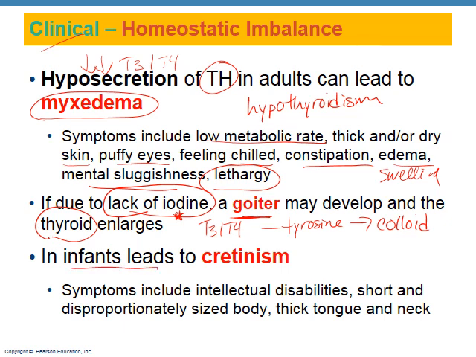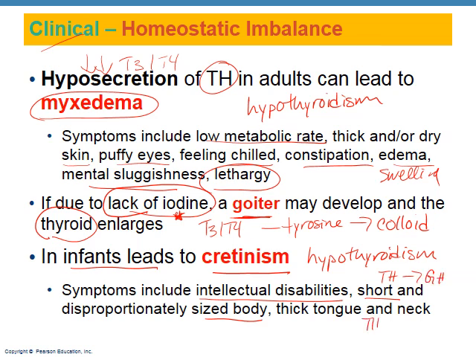In infants, if you have hypothyroidism, sometimes it's referred to as cretinism. This is going to affect your intellectual ability. It's going to affect your growth hormone. So remember that thyroid hormone also plays a role with growth hormone, right? We said thyroid hormone was really important for nervous system. So if your thyroid hormone is low when you're developing, it's going to lead to some of these problems.